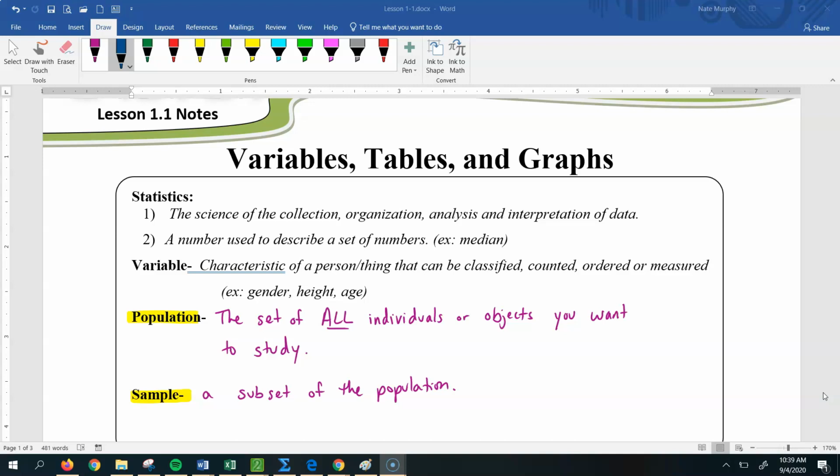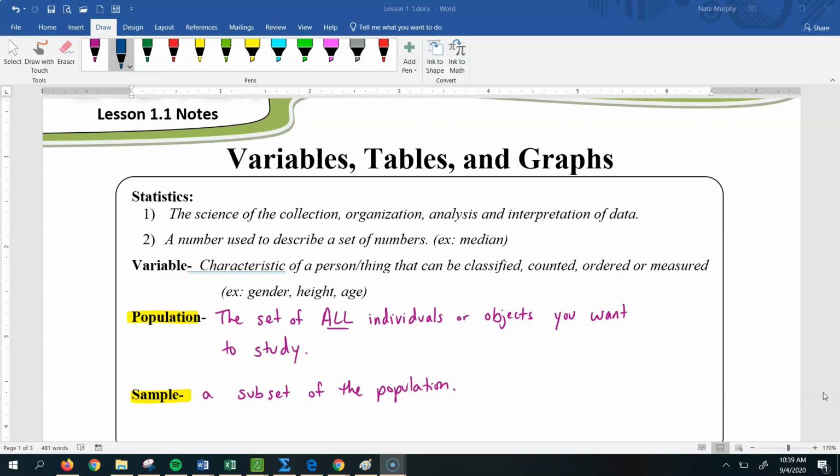Now just as a side note, remember you can print out these notes on Schoology, so you can have the exact same thing that I'm writing on. You can have that in front of you as you follow along. Now if you choose not to do that, you still need to be taking notes.